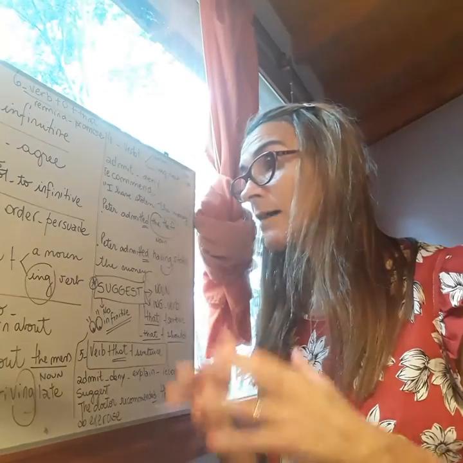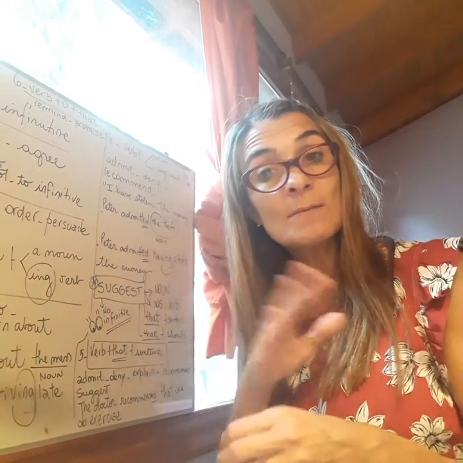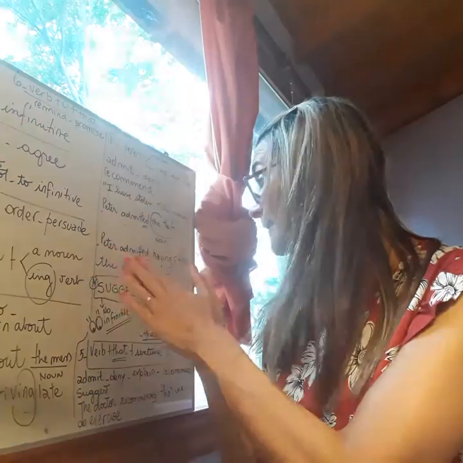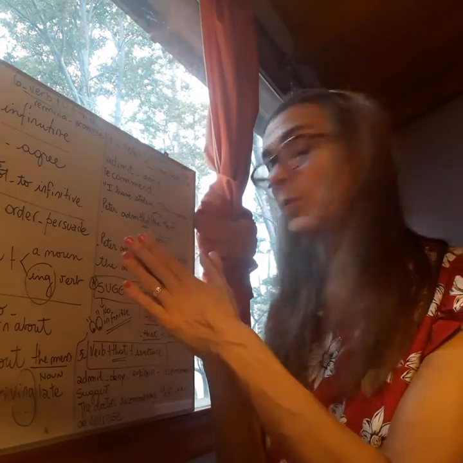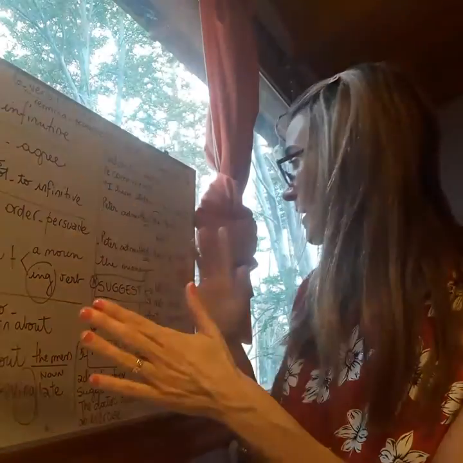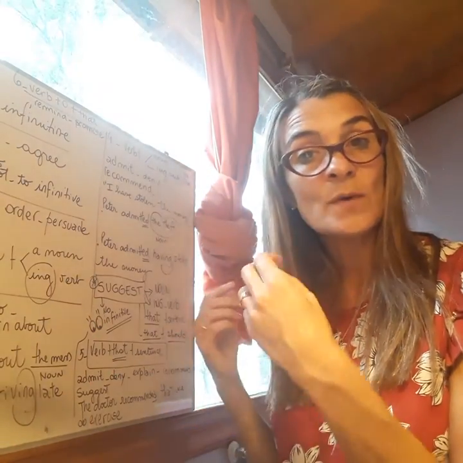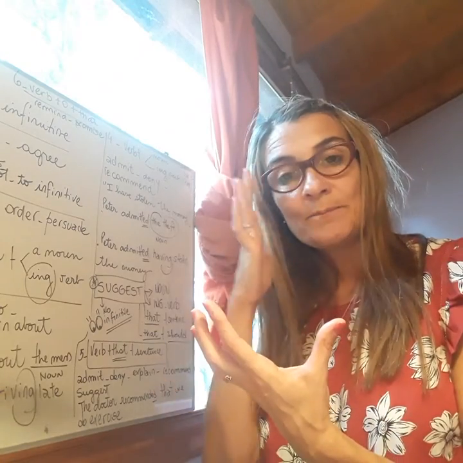For instance, suggest can be used in many different ways. It can be used plus an object and ing. It can be used with that. It can be used with a noun, not with an object, sorry. It can be used with a noun, with ing, with that plus a sentence, with that plus should. It depends on the situation.